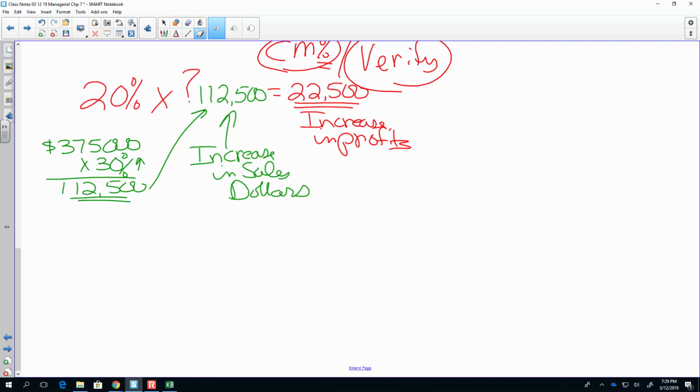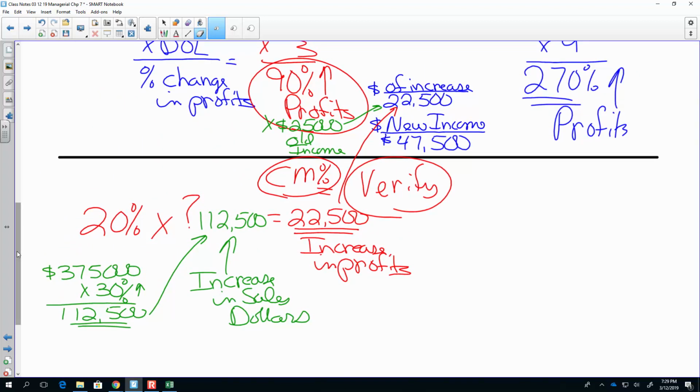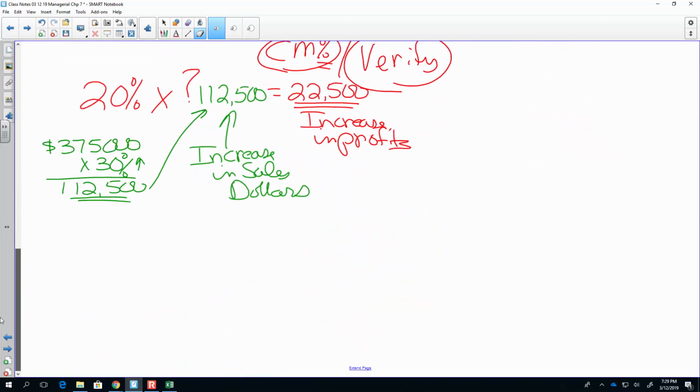So let's go back to what I asked. Divide 112.5 by 375. Yes, exactly. Remember percentage of change: use the old number, the increase divided by the old number, right?